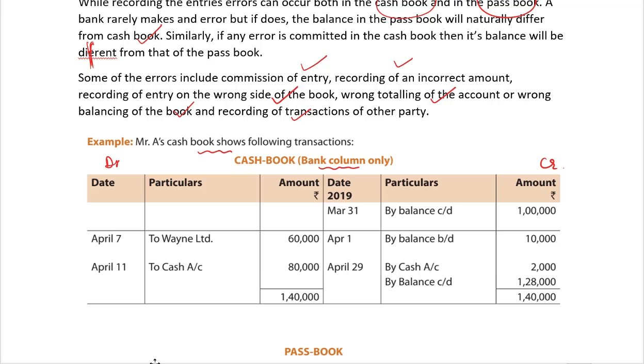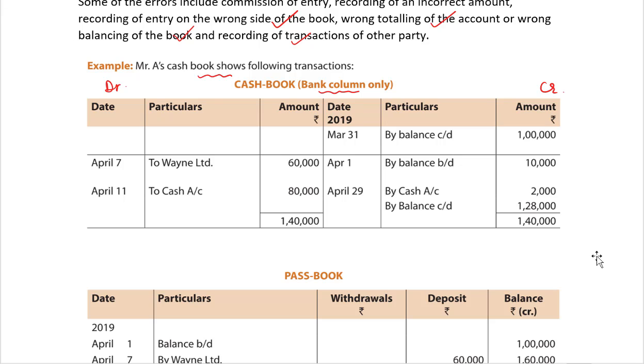This is the opening balance. Over here, this is the closing balance. On March 31st, 2019, the closing balance is 1 lakh. On 1st April, the balance brought down is 10,000. Over here it is 60,000 receipt, cash 80,000, and by cash account 2,000, and the closing balance is 128.